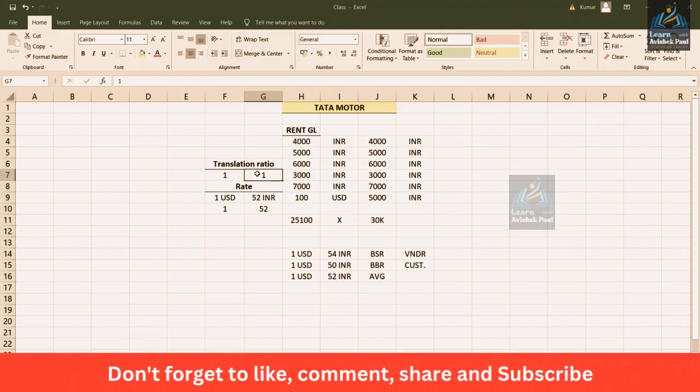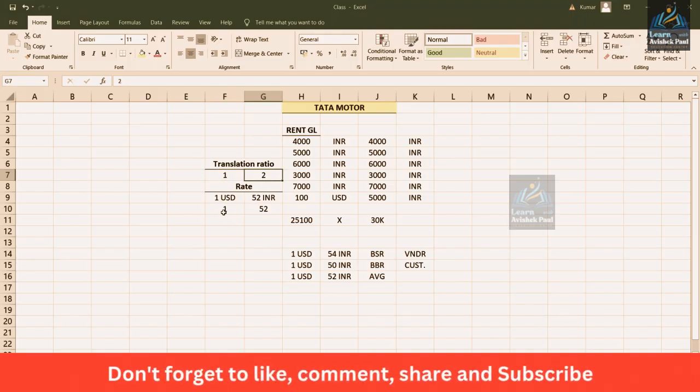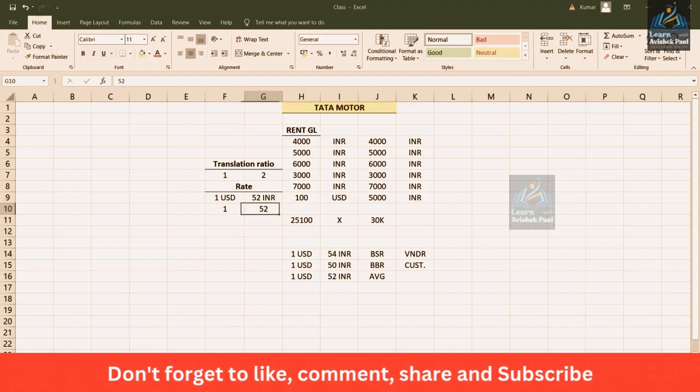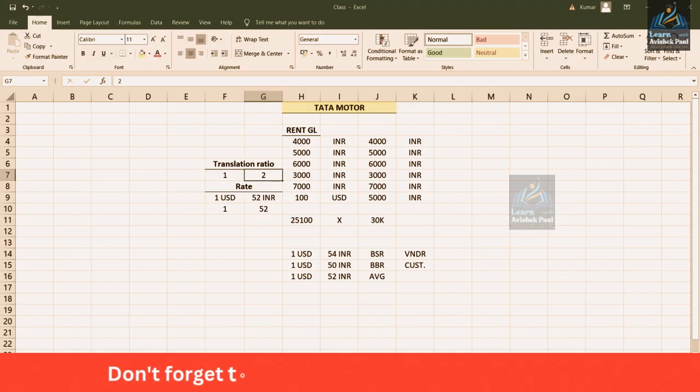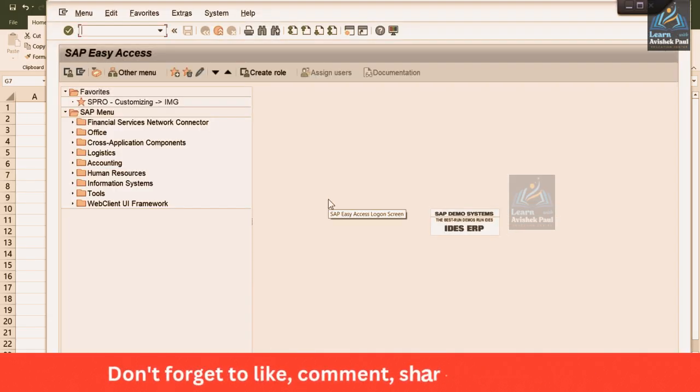If you say a 1:2 relationship is there between these two currencies, it means now if you are going to post 1 USD, then what is happening, guys? How is the system going to convert into local currency? So 1 multiply 1. So 1 USD equals 52 multiply 2. So it is going to be 104. I'll show you practically here, and then I'll quote the example so that you guys will have a perfect understanding.